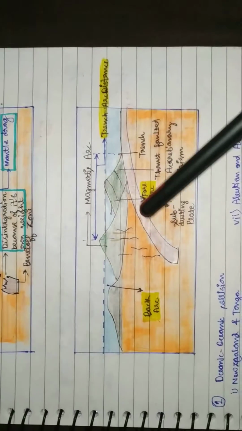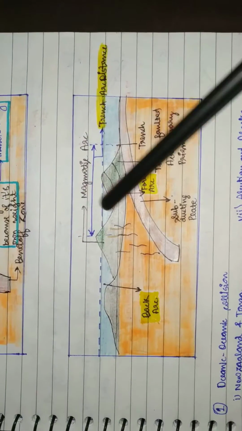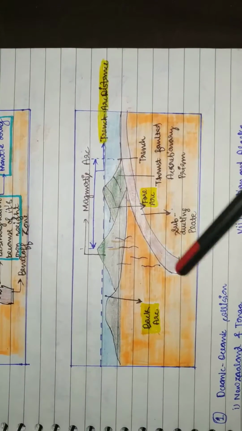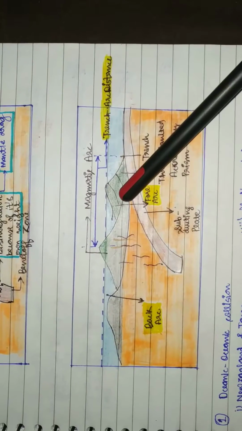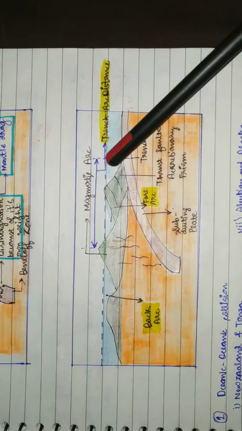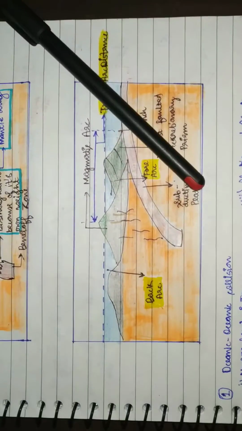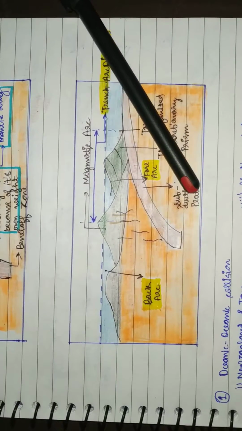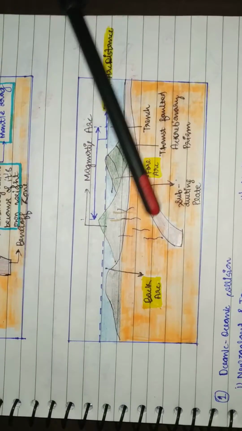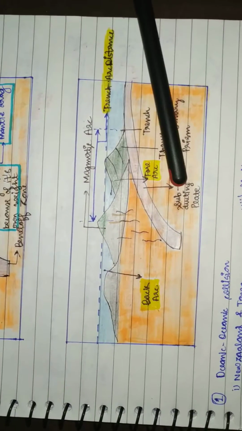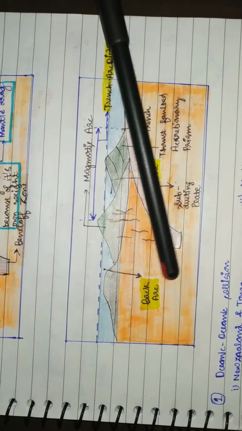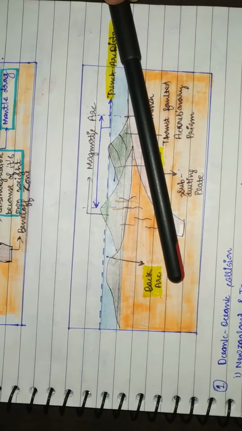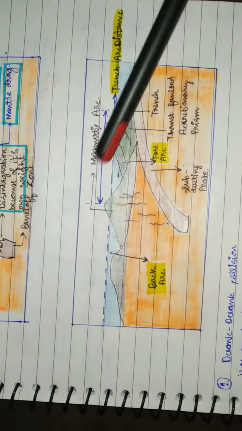Now if we see this particular arc, the trench arc distance depends upon the angle of subduction. If the angle is very high, the trench arc distance would be very low, because then the arc would be formed somewhere here. If the subduction angle is very low, the magmatic arc would form somewhere here, and the trench arc distance would increase.